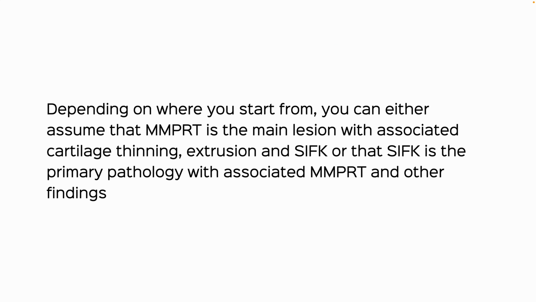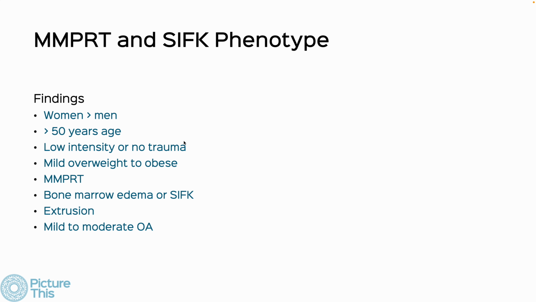So depending on where you start from, you can either assume that MMPRT is the main lesion with associated cartilage thinning, extrusion and SIFK, or you might, when you're reading, start with saying, oh, SIFK is the primary pathology with associated MMPRT and other findings. Irrespective, the phenotype is the same. Women more than men, greater than 50 years of age, low intensity to no trauma, mild overweight to obese. You find MMPRT, bone marrow edema or SIFK, meniscal extrusion, cartilage thinning, and mild to moderate OA.